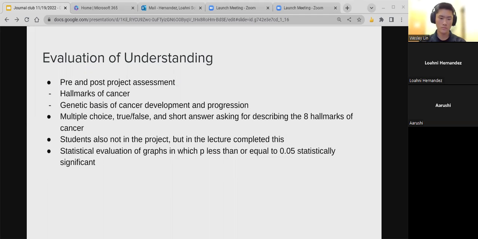So a pre and post assessment of the student's knowledge on cancer hallmarks and the genetic base of cancer development was conducted on both the cohort with the project and the cohort without the project. This assessment contained multiple choice, true-false questions, and short answer questions that required students to describe the 8 hallmarks of cancer.